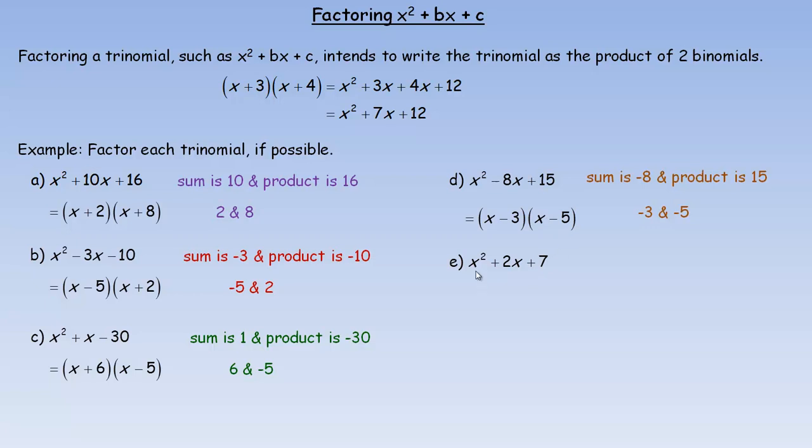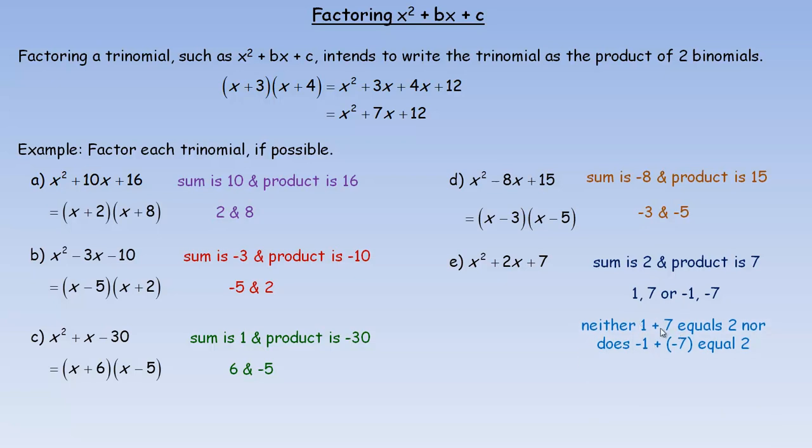For an E here, we're trying to factor x squared plus 2x plus 7. And so the sum would be 2, and the product would be 7. Well, the product is 7, so the only numbers that multiply to 7 are either 1 and 7 or negative 1 and negative 7. And neither of those pairs adds to 2. So neither 1 and 7 equals 2, nor does negative 1 and negative 7 add to 2.